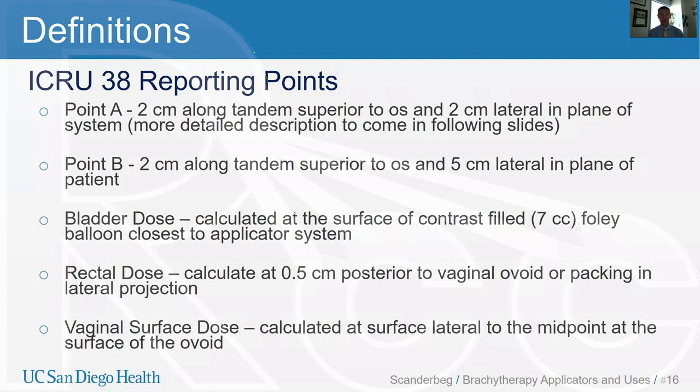The general description of the location of point A is that it's physically located 2 centimeters superior to the external cervical os, and it's 2 centimeters lateral to the cervical canal. This was originally defined in the Manchester system of implants that we just talked about, and is continued to this day as the prescription point or normalization point for cervical cancer implants.